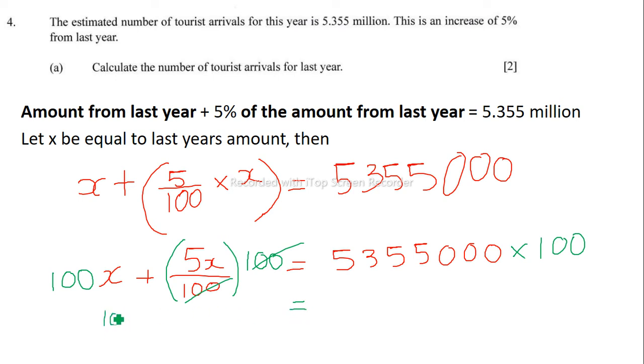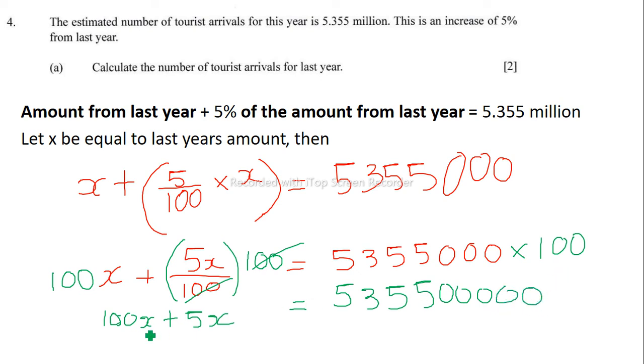And so we are left with 100x plus 5x, is equal to 5,355,000 times 100. But if we multiply by 100, we have to add two zeros at the back. So what is 100x plus 5x? It's going to be 105x.